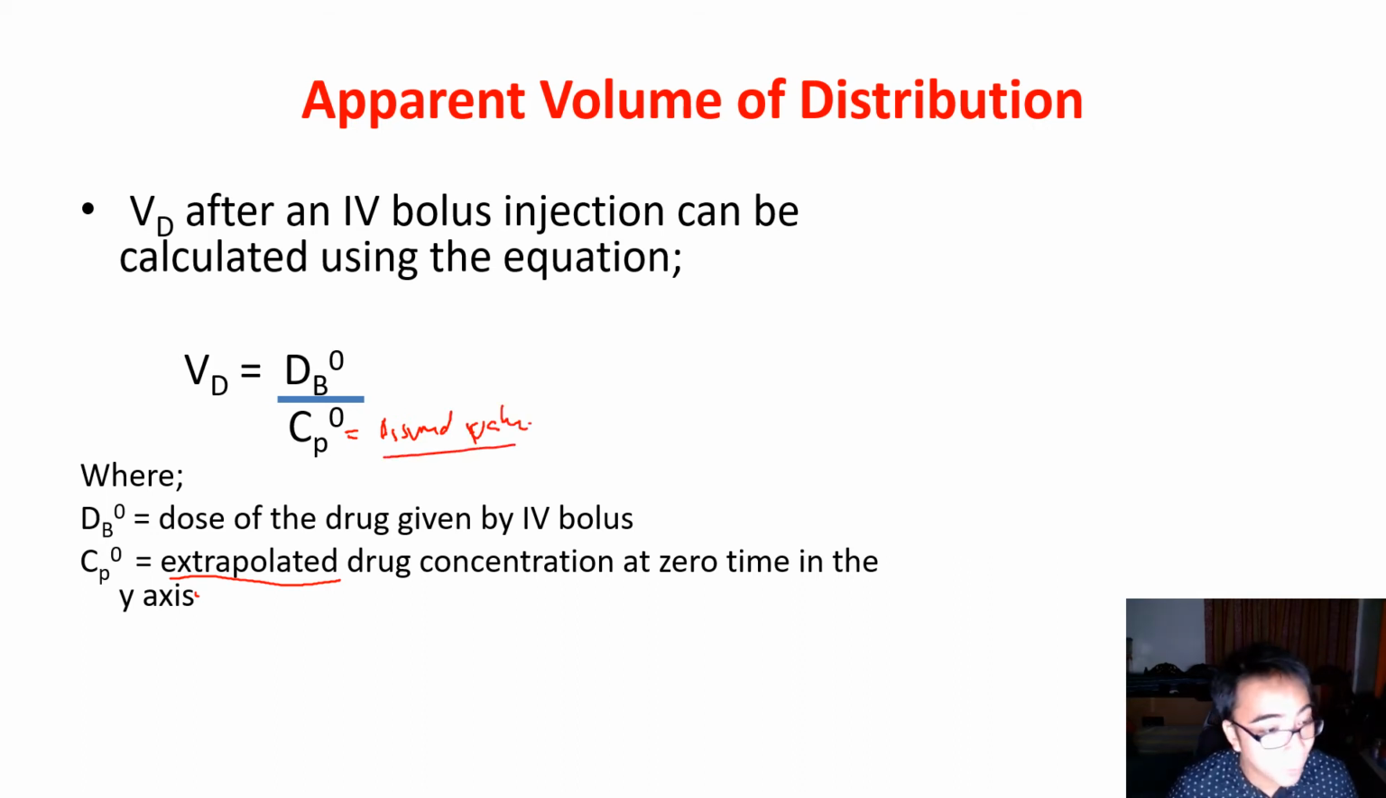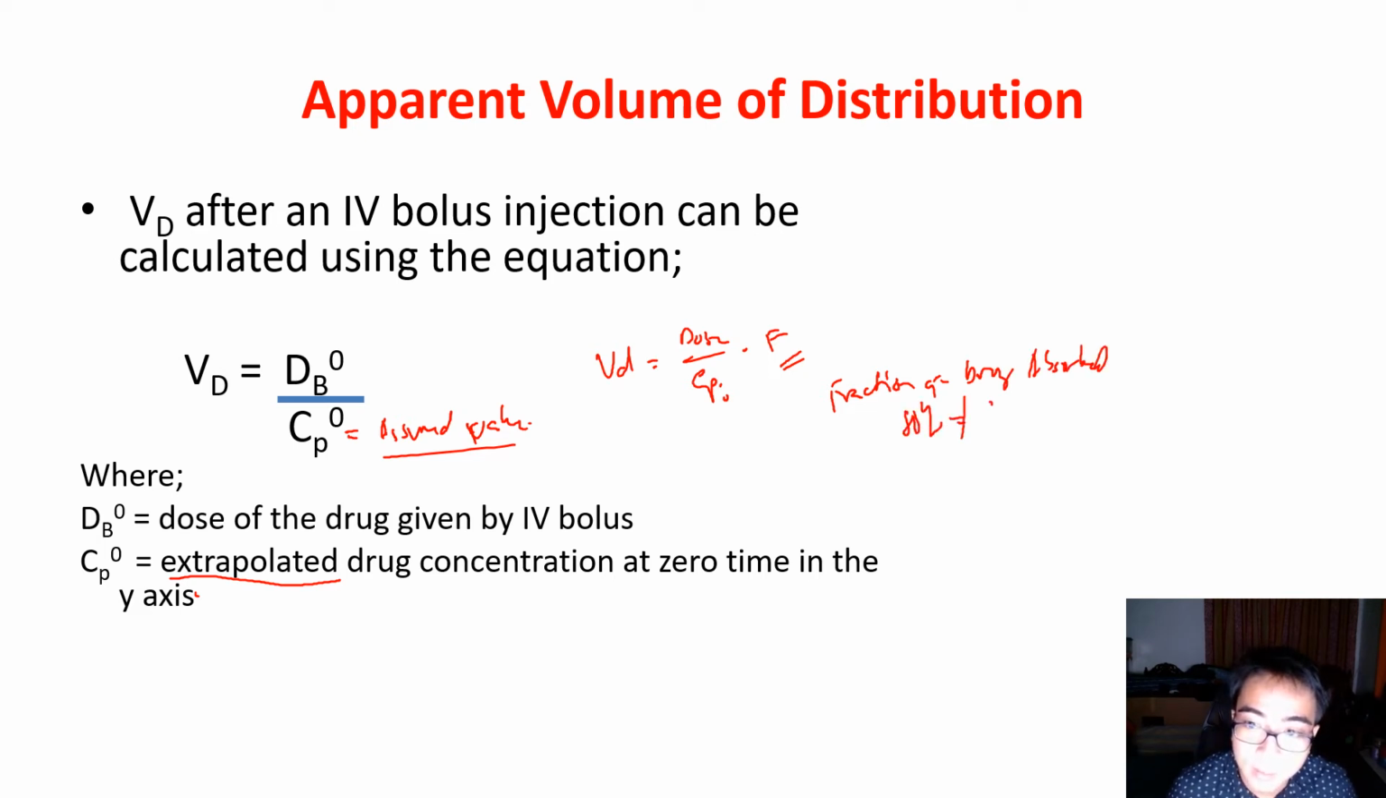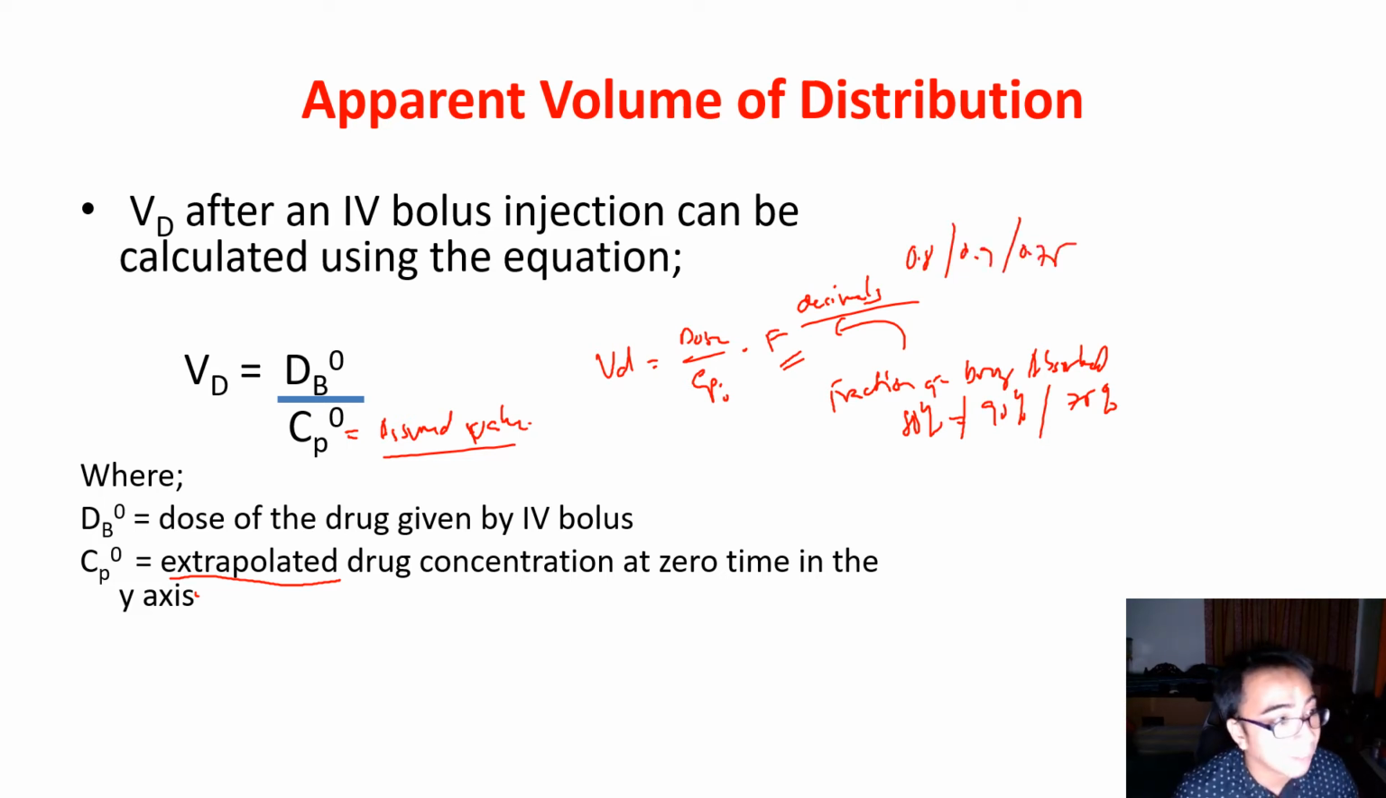Okay? So, this is the equation, class, for an IV route. But for extravascular, as I said, we just add one parameter, which is the bioavailability factor, or the fraction of the drug absorbed. F here actually stands for fraction of drug absorbed. So, how many percent is it? 80%? Is it 90%? 75% absorbed? It will always be expressed, class, in decimals. So, that is 0.8, 0.9, or 0.75.